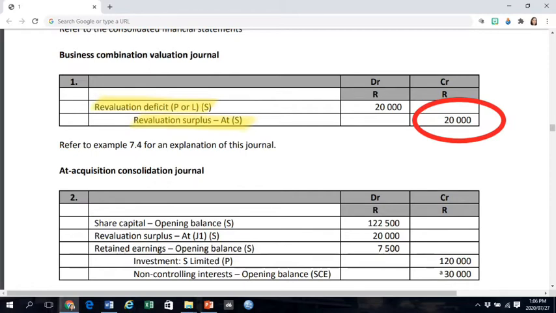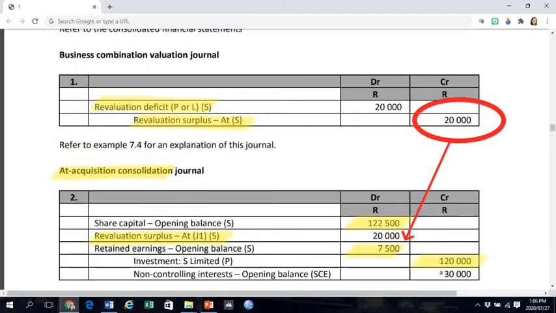After this, you have your at acquisition consolidation journal entry, where you eliminate the share capital and the retained earnings, but now you also eliminate this 20,000 Rand that you have created through a consolidation journal entry with a debit to the same account. This is now the total equity of the subsidiary at acquisition date. That eliminates against the investment at cost, which is the 120,000 Rand on the trial balance.